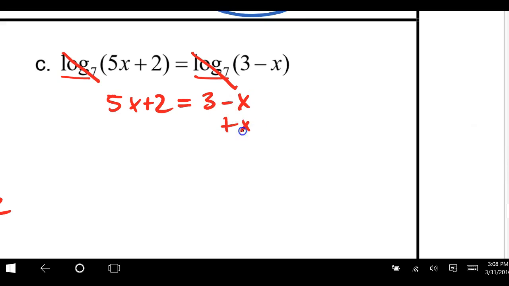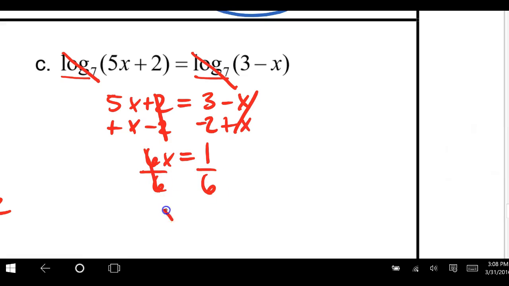Okay, so we'll add x to this side and this side. Plus x. And then subtract 2 from this side and this side, and that cancels out. 5x plus x is 6x, and then 3 minus 2 is 1. Divide both sides by 6, and x equals 1 over 6.